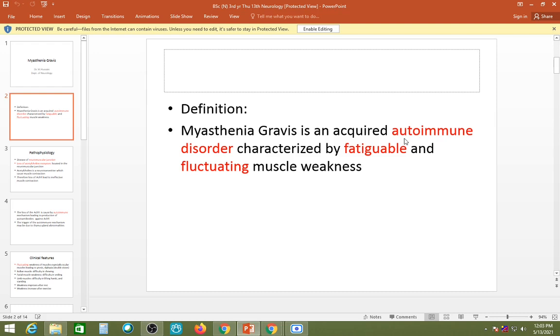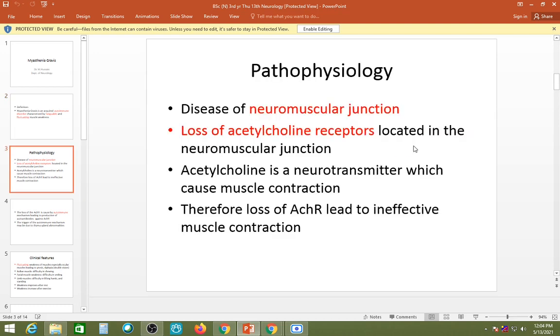It is an acquired autoimmune disorder which is characterized by fatigable and fluctuating muscle weakness. So it's a muscle weakness which is fatigable and fluctuating, caused by one process which is called autoimmune disorder. So we'll discuss in detail about these factors. So what is the pathophysiology of this muscle disorder? The disease is not in the muscle.